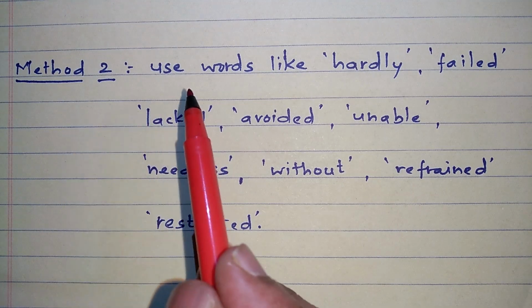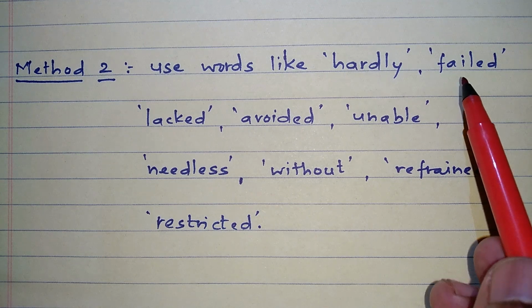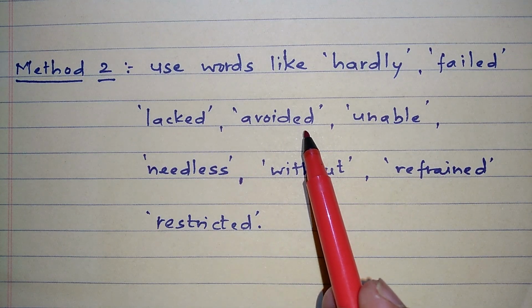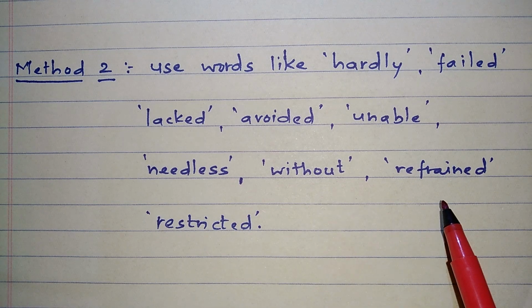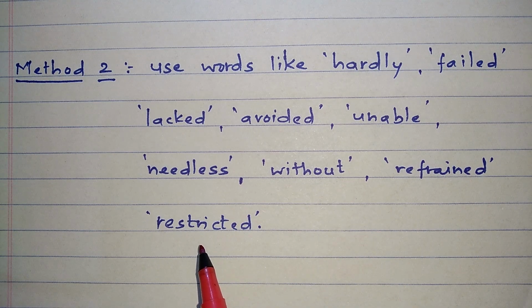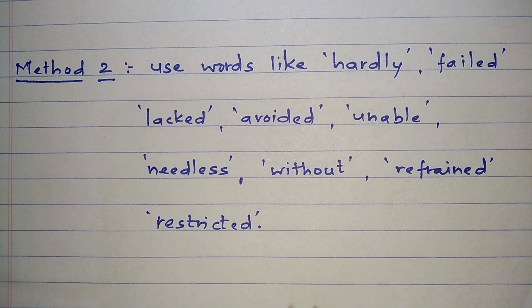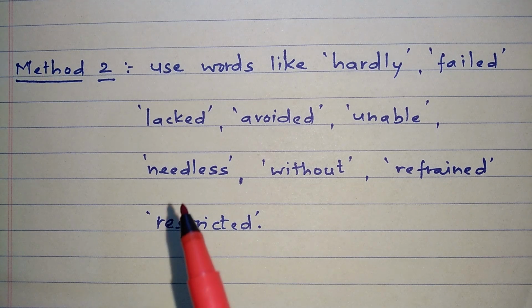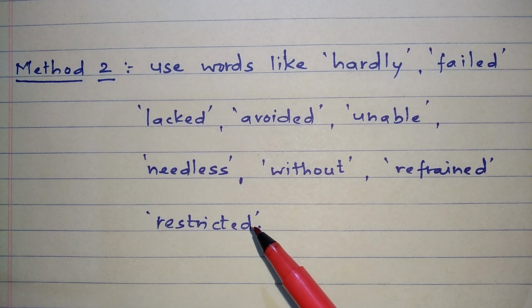इन मेथड 2 वी यूज वर्ड्स लाइक हार्डली, फेल्ड, लैक्ड, अवॉइडेड, अनेबल, नीडलेस, विदाउट, रिफ्रेन्ड एंड रेस्ट्रिक्टेड. इनमें से हमें कोई भी एक वर्ड यूज करना है जो उस सेंटेंस के लिए अप्रोप्रिएट होगा. We have to use any one out of these given words which will be appropriate for the given sentence.